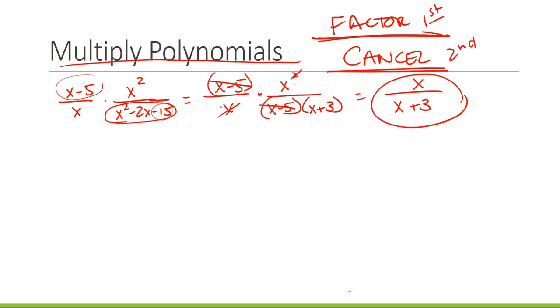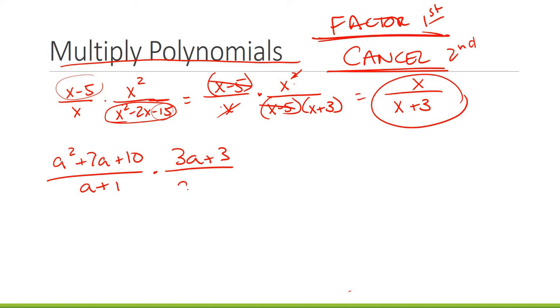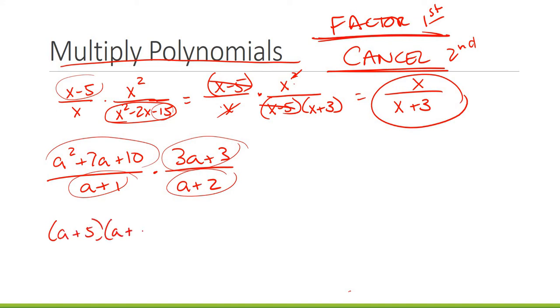Okay, let's try another one. A squared plus 7a plus 10 over a plus 1 times 3a plus 3 over a plus 2. Pause the video and look at all 4 of our pieces and see if you can factor any of them. Okay, the numerator here on the left becomes a plus 5, a plus 2 over a plus 1.